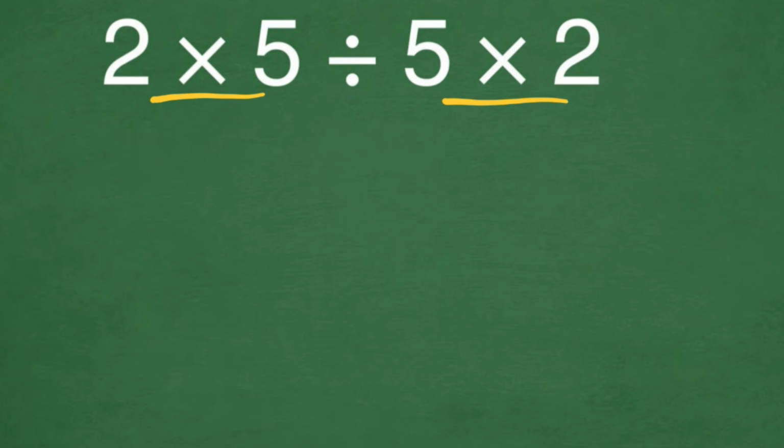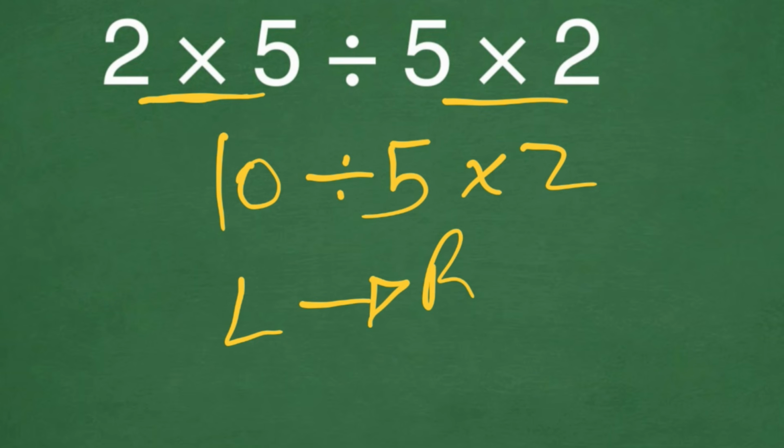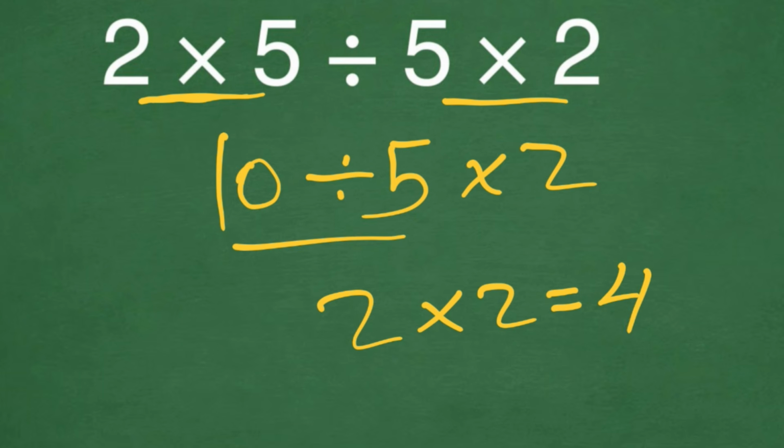Okay, so here we have 2 times 5, which of course gives us 10, and the problem becomes 10 divided by 5 times 2. And now we don't do the multiplication, right? The division is the next operation since we are going to solve the problem left to right. So we have to do the division now. So 10 divided by 5 gives us 2, and 2 times 2 is equal to 4. So the final answer to this question is 4.